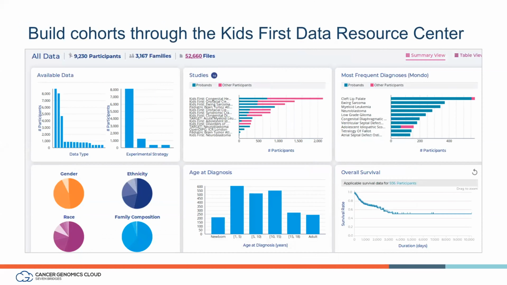Another nuance is that you can also build cohorts and come in through Kavatica through the Kids First Data Resource Center. So this is another way of doing faceted queries for the pediatric data that's present in the Kids First Data Resource Center. Similarly, you can build a cohort this way and send it off to Kavatica for analysis.